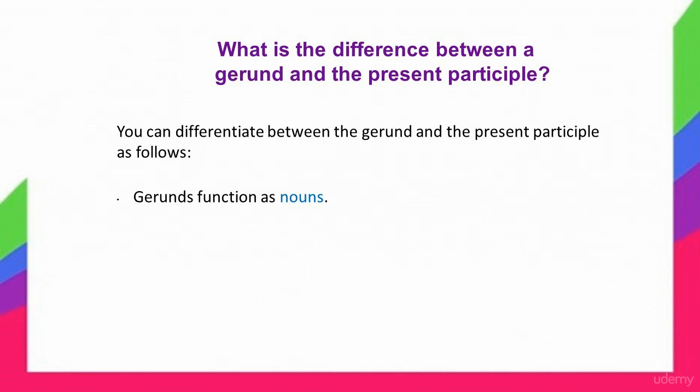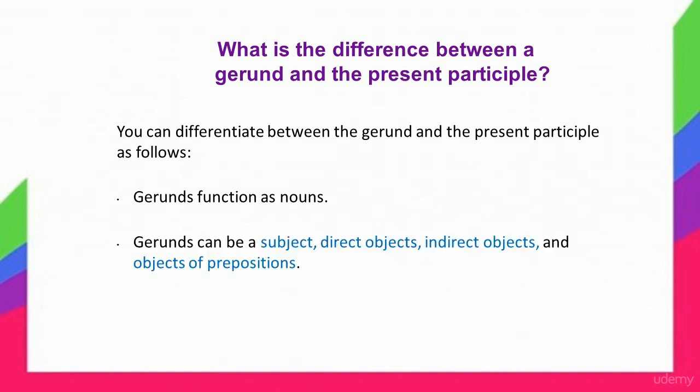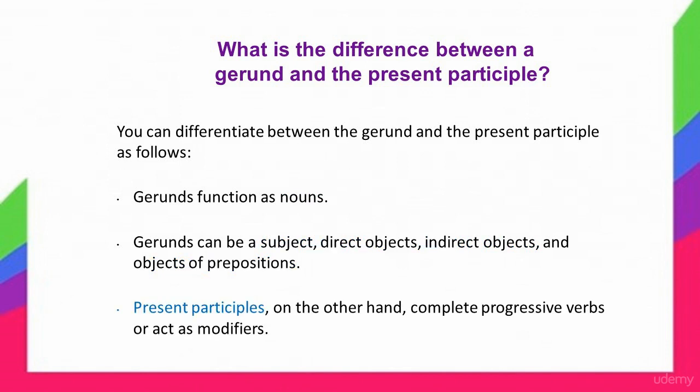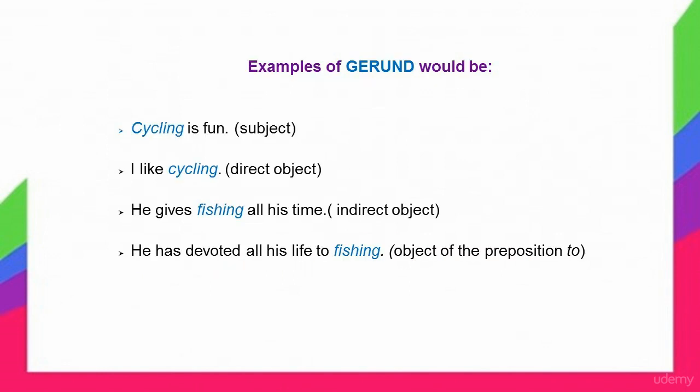Gerunds function as nouns. Gerunds can be a subject, a direct object, an indirect object, and an object of a preposition. Present participles, on the other hand, complete progressive verbs or act as modifiers. Examples of a gerund would be: cycling is fun. Cycling is the subject. I like cycling.